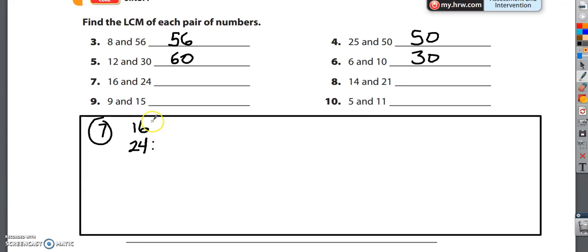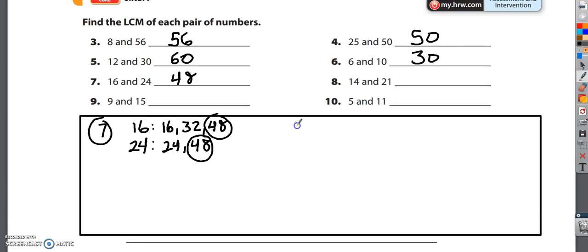I suspect this would be a good one for doing about 2 or 3 in each list and then seeing if it pops up. So my multiples of 16 include 16 times 1 is 16, 16 times 2 is 32, 16 times 3 is 48. Now I'm going to do my multiples of 24. 24 times 1 is 24, 24 times 2 is 48, and like I suspected, it popped up pretty quick. The LCM of 16 and 24 is 48.